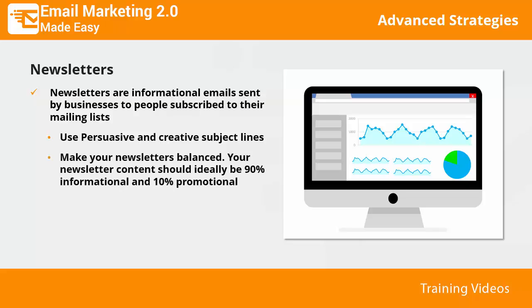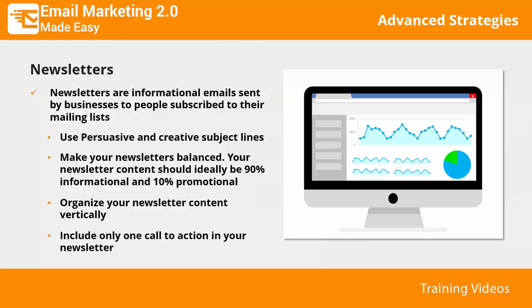Make your newsletters balanced. Your newsletter content should ideally be 90% informational and 10% promotional. Organize your newsletter content vertically. Include only one call to action in your newsletter.